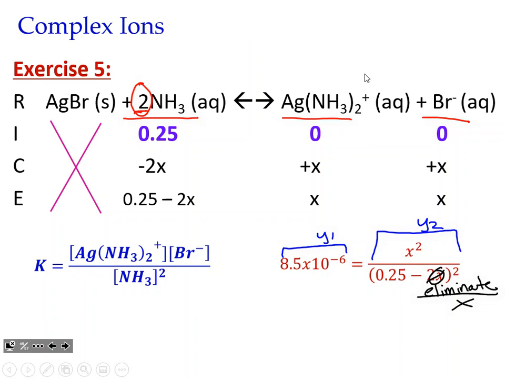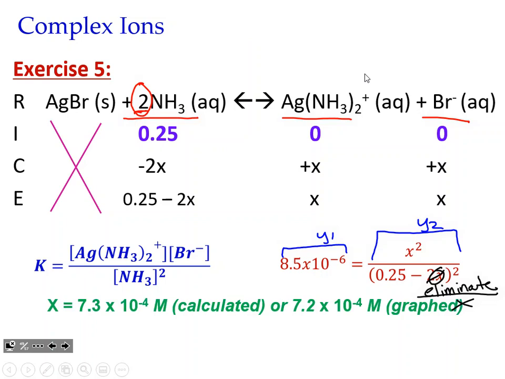And then you could put it in your calculator and graph it, or you can just calculate it with the eliminate x idea. If you calculated it with the eliminate x, you would get 7.3 times 10 to the minus 4. If you calculated it with the graphing, you would get 7.2 times 10 to the minus 4 for x. Yes, go ahead.